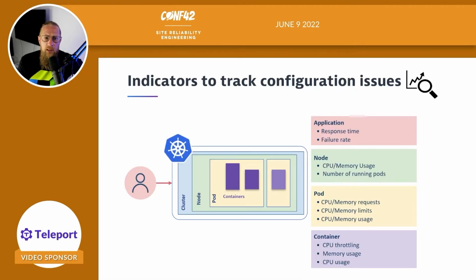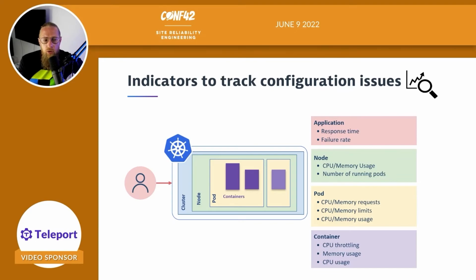So first, let's have a look at the metrics. Keep in mind that Kubernetes applications are a bit like an onion. There are different layers. First you have the outside layer, which is the user. The user is interacting with our app, so I will probably collect some metrics about the user: response times, failure rate, basically user experience.